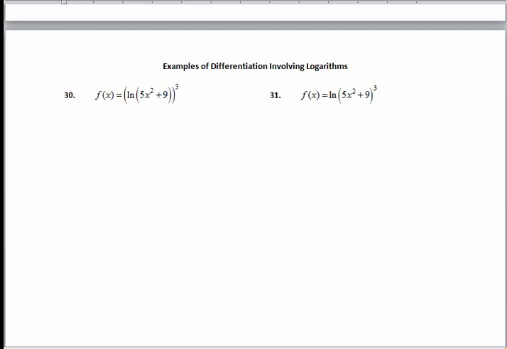Here we have a few examples of differentiation involving logarithms, and these are from our worksheet that we did in class the other day, numbers 30, 31, and 38. Now 30 and 31 are actually compositions of functions that just happen to involve logs, and they're actually very similar, right? If you look at the two problems, 30 and 31, they look very similar.